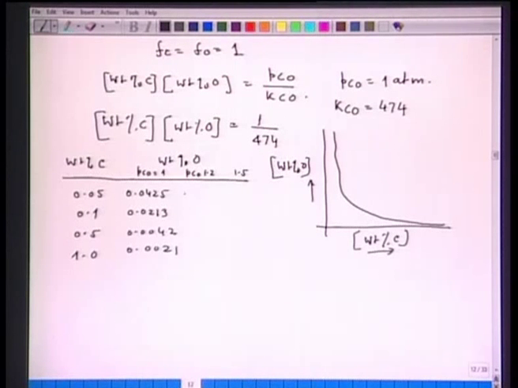0.0021. At PCO equal to 1.2 atmosphere, 0.051, 0.026, 0.0054 and 0.0025. At PCO equal to 1.5 atmosphere, I calculate 0.064, 0.032, 0.0064 and 0.0032. So, what this calculation suggests is that an increase in the partial pressure of carbon monoxide increases the dissolved oxygen content in steel.